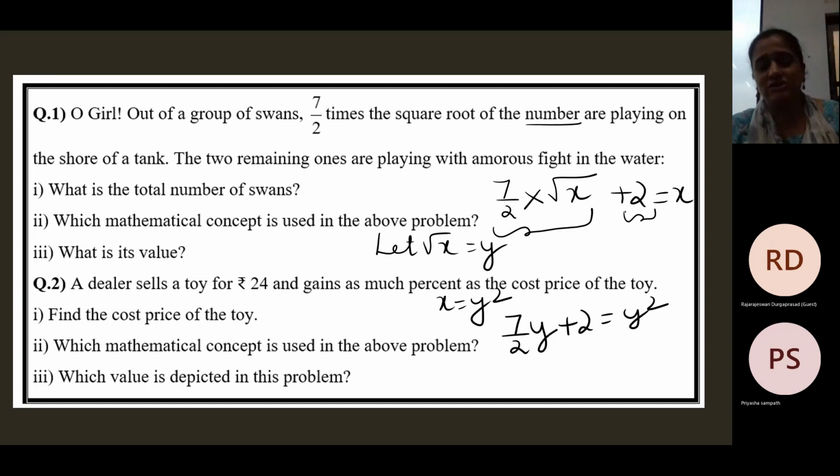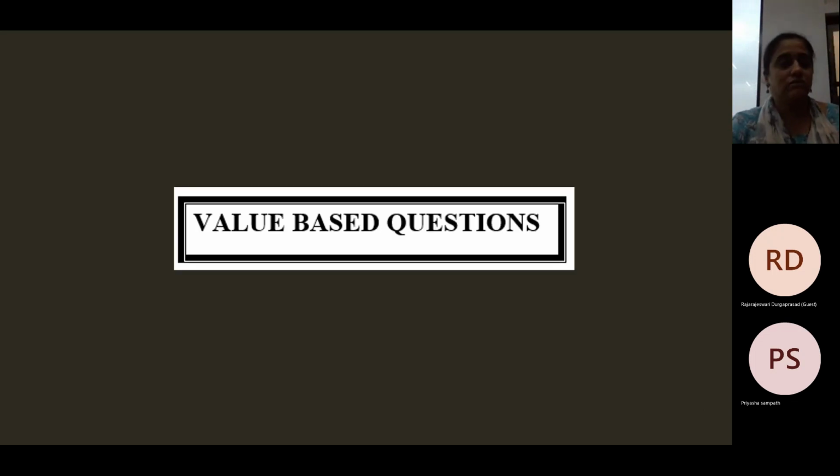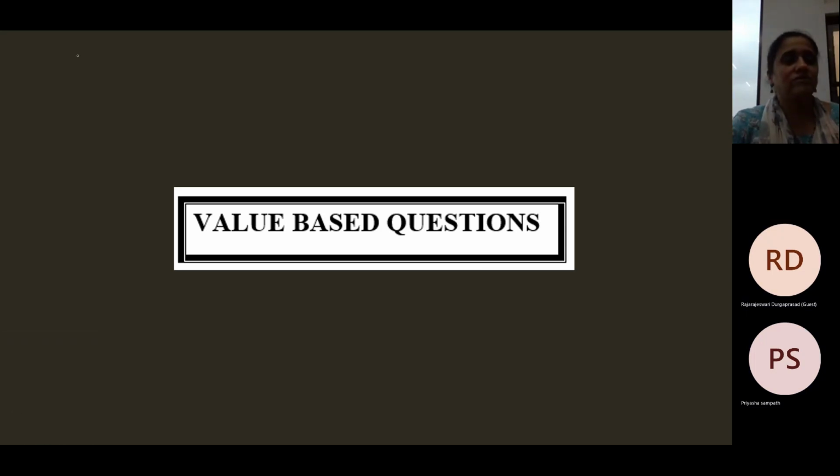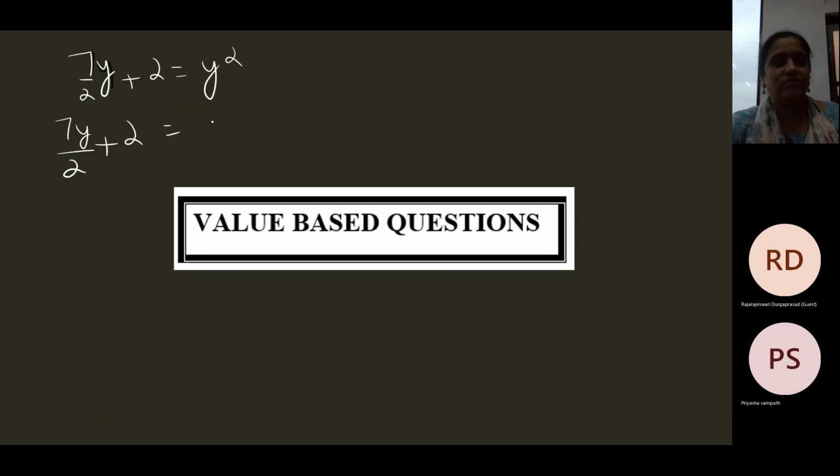Raja Rajeshwari and Priyasha, able to solve the equation? Yes, ma'am. Okay. So ma'am, it is 7 by 2 y plus 2 is equal to y square. So that means 7y by 2 plus 2 is equal to y square.